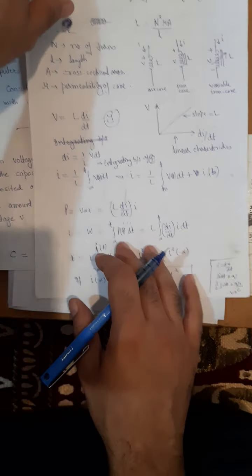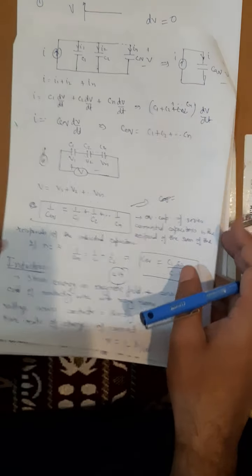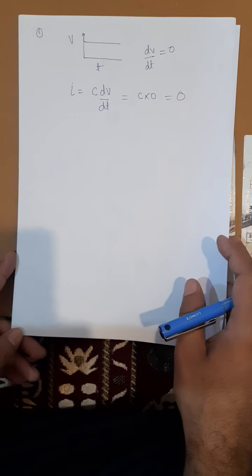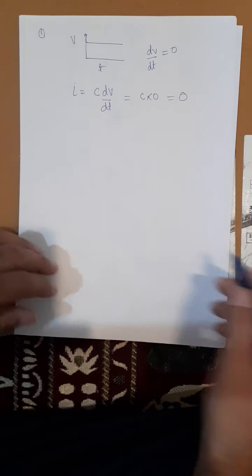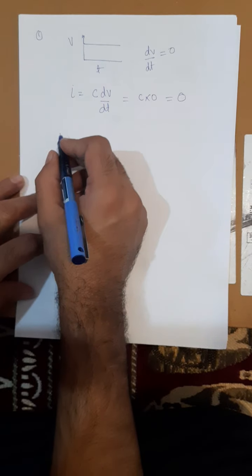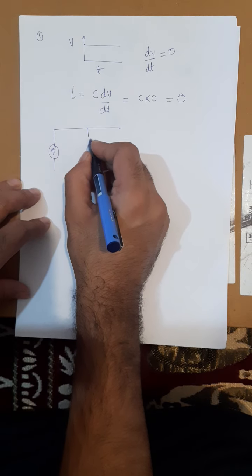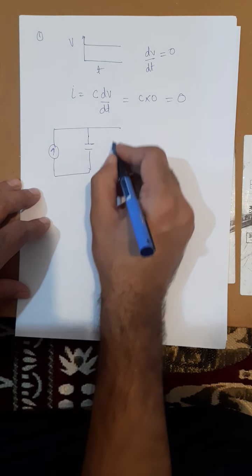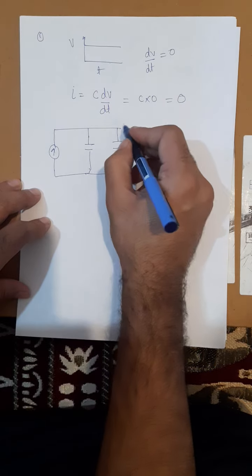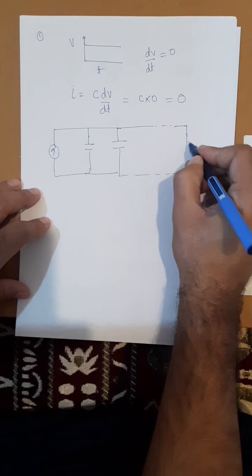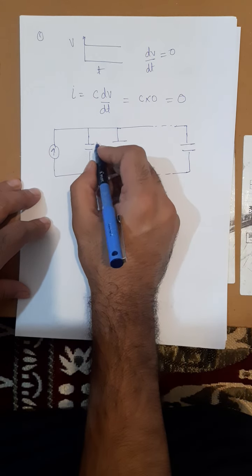Next, let us see how resistances are connected in series and in parallel. We have discussed resistances in series and parallel. In a similar fashion, we will see capacitors in series and capacitors in parallel. First I will talk about the capacitors that are connected in parallel. Suppose I have n capacitors which are connected in parallel.